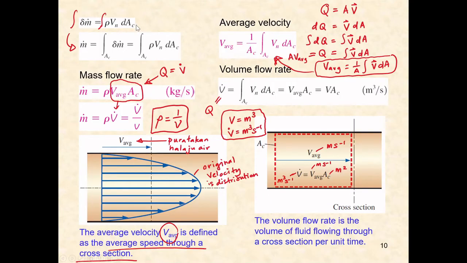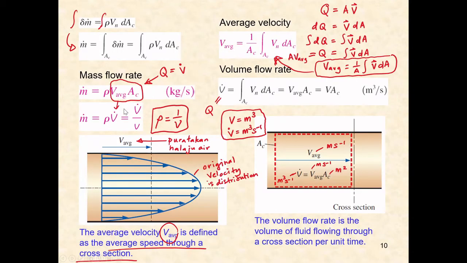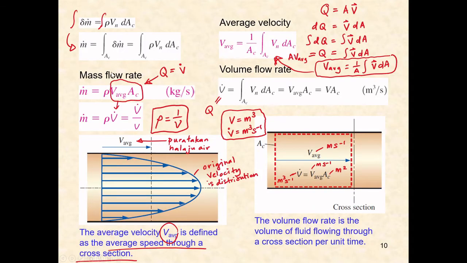Now let us look into this slide. Just now we talked about the mass flow rate. I showed you from volumetric flow rate to the mass flow rate. Now from mass flow rate we can also look into volumetric flow rate. Just now we had the change of mass flow rate equals rho v dA. So we can take this relationship and expand further by taking integration on both sides.